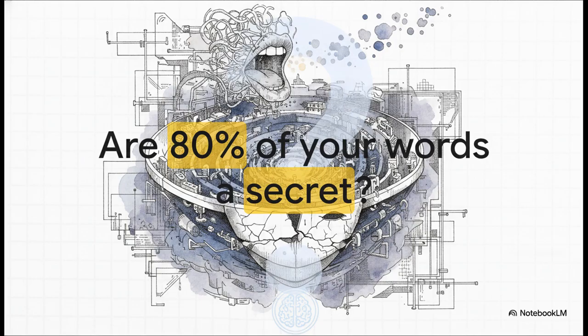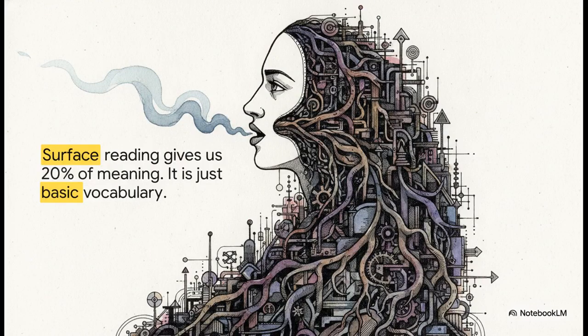The argument here is that our surface language, the basic vocabulary we all learn in school, is really just a tiny, tiny fraction of our actual communication. It acts almost like a mask, covering up this massive hidden secret underneath. The split here is just staggering. Surface reading only accounts for 20% of the meaning. The remaining 80%, that is a hidden semantic secret encoded directly into the consonants themselves.